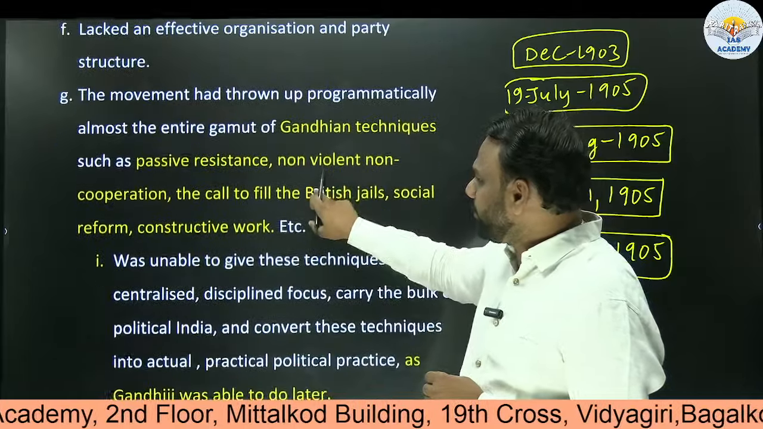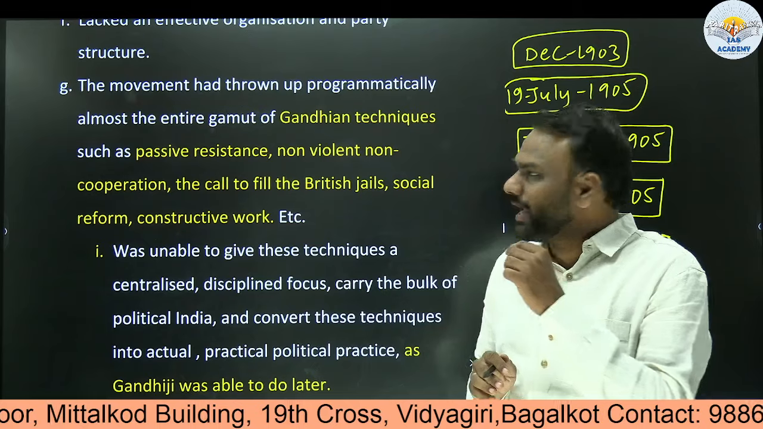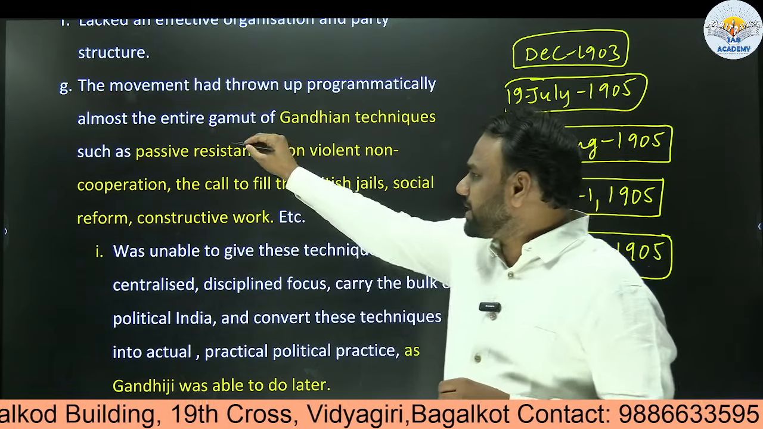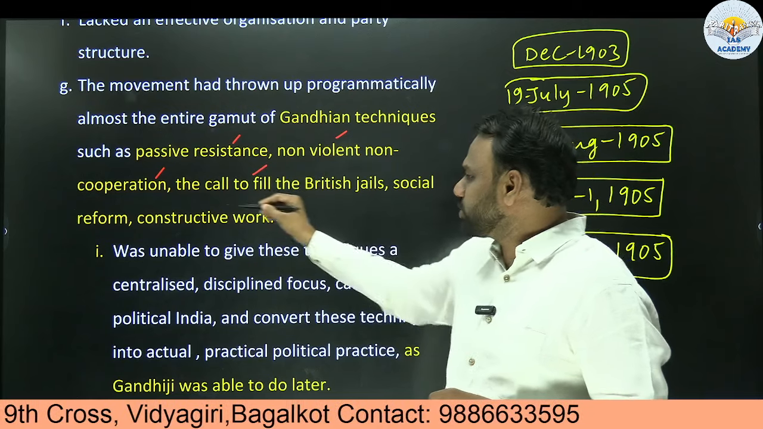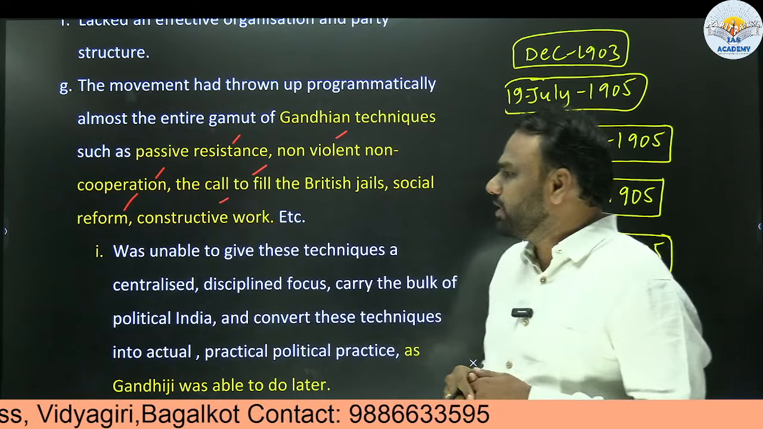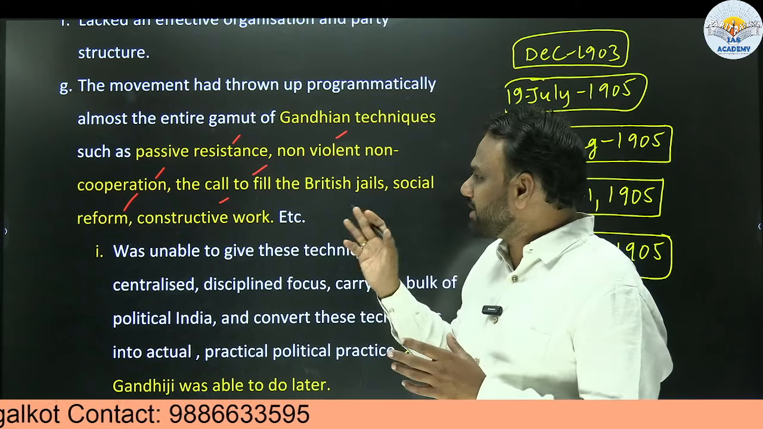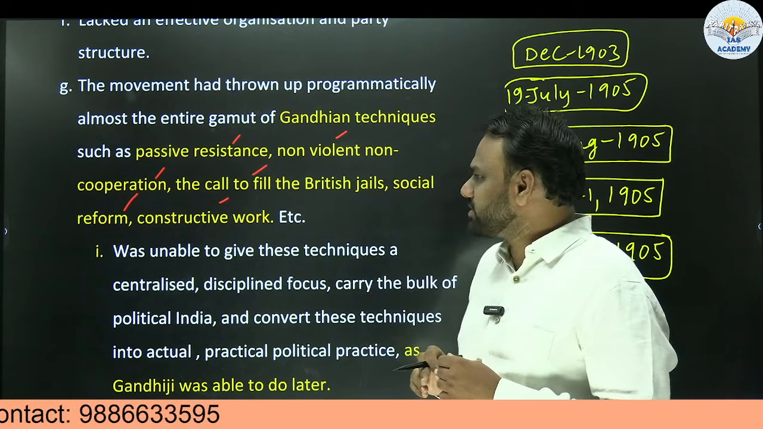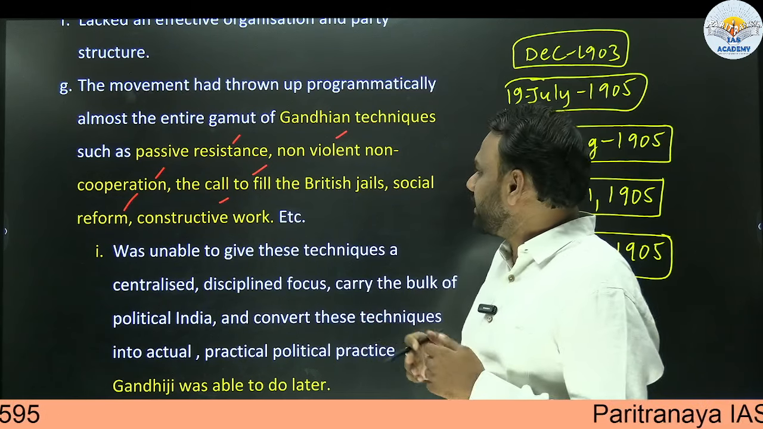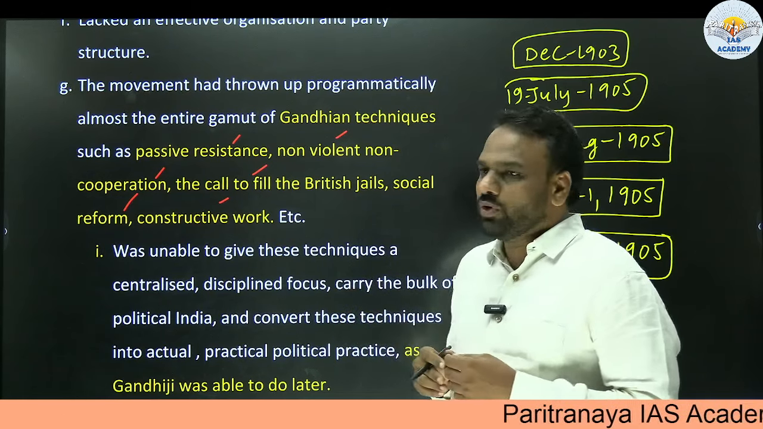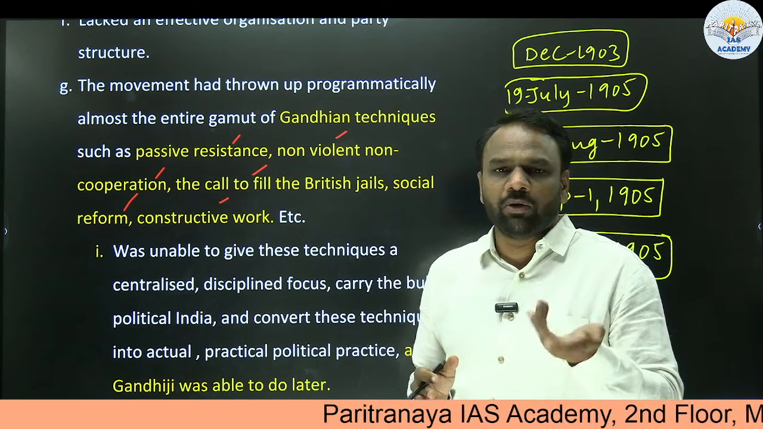Here, a very important point to note is that the movement had thrown up, programmatically, almost the entire gamut of Gandhian techniques, such as passive resistance, non-violent non-cooperation, the call to fill the jails, social reform, and constructive work. Later on, we shall see that the various methods used by Gandhiji were like passive resistance. Passive resistance means if Britishers are hitting you, you will not hit back. Next, non-violent non-cooperation. So always non-violent, and you will also not cooperate with the government. An example of non-cooperation is that you will not pay the taxes.